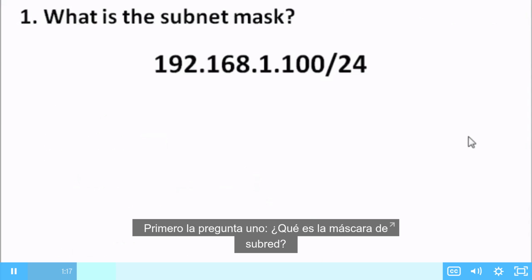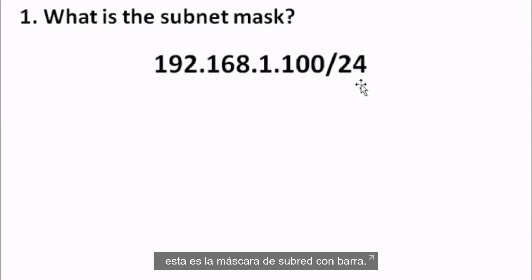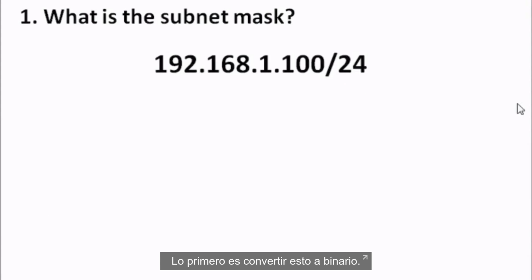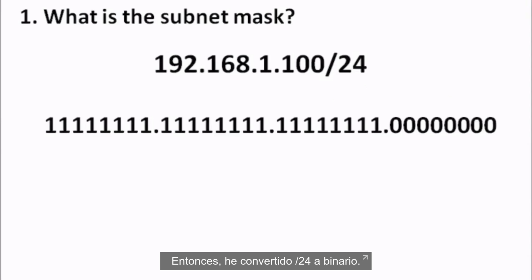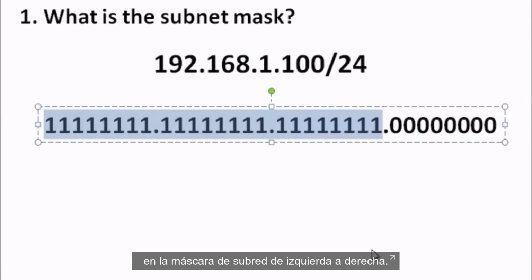We'll start with question 1. What is the subnet mask? If our IP address is 192.168.1.100/24, this is our subnet mask in slash notation. The first thing we'll need to do is convert this to binary. So I've converted /24 into binary. Notice that /24 denotes that there are 24 ones in the subnet mask, counting from left to right.